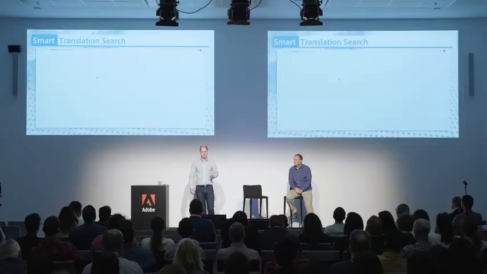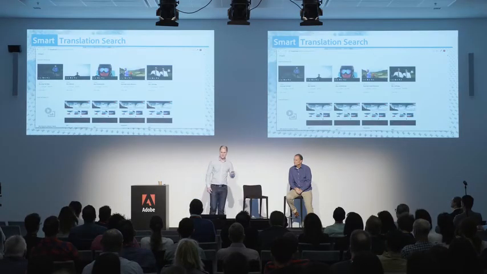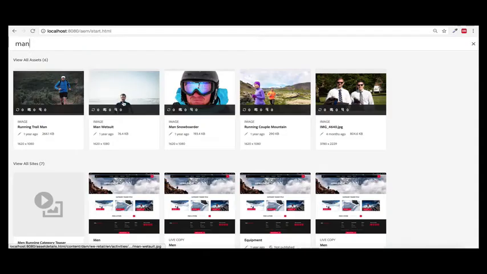Wouldn't it be great if we could actually go through and start searching in your natural language for assets that you want to be able to find? With Smart Translation Search, we can do just that. So just a little quick video of what the world might look like without Sensei. So at the moment, we're searching for assets for a man. If I search in Spanish using the same term, I don't get anything. I don't get anything because all my assets are not tagged in Spanish.